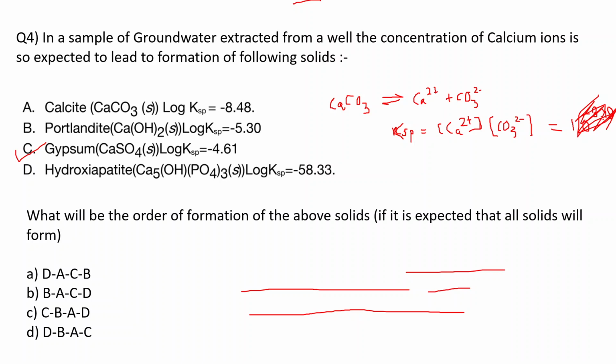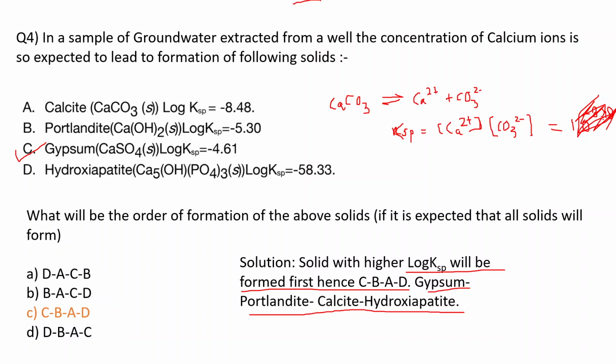We'll see the solution now. The solution is gypsum will be formed first because it has the highest log Ksp value. We are not looking at the absolute values, we are looking at the value as a whole. So minus 4.6 is higher than the other values, right? That's why, looking at log Ksp values, gypsum will be formed first and the others will follow in the sequence of log Ksp.